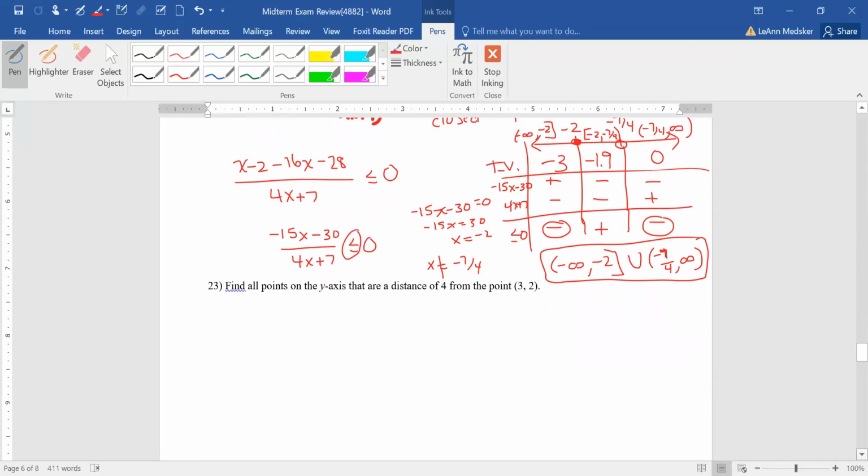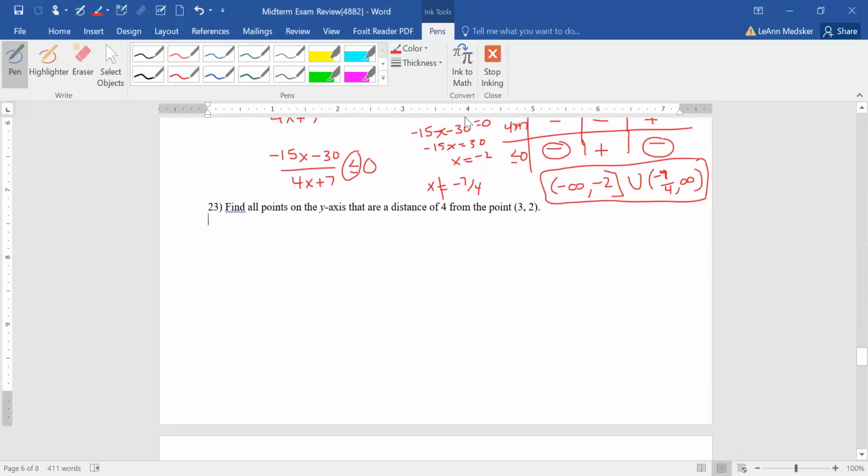Okay, so the number 23 says find all points on the y-axis that are a distance of 4 from the point 3, 2. Now, when we think about distance and we hear the word distance, we need to think about our distance formula. So d equals the square root of x2 minus x1 squared plus y2 minus y1 squared.